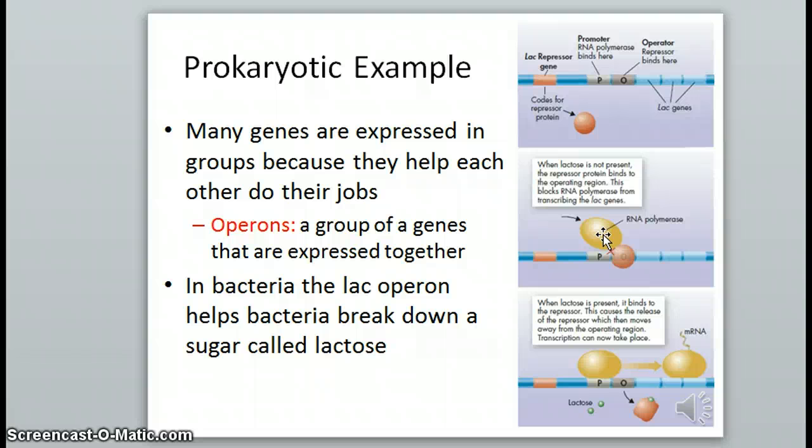Bacteria heaven, more food than it knows what to do with. Now it needs to start making all of those proteins that code for the enzymes to break down lactose.